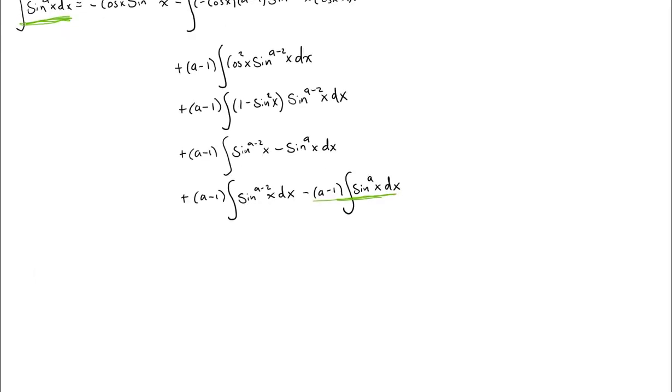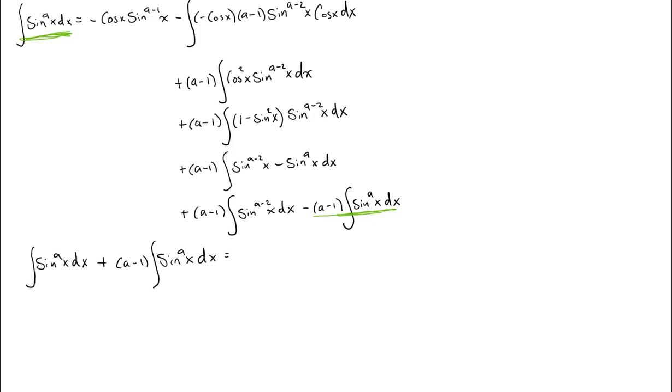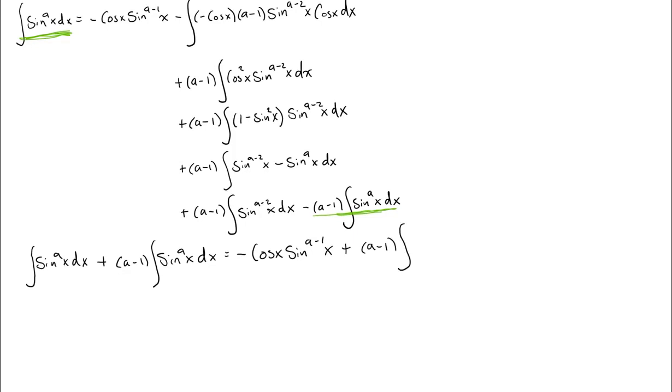So if we put those on the same side and then solve for them, then we'll be able to get our result. So we have the integral of sine to the power of a of x dx, and I'll add now a minus 1 times the integral of sine to the power of a of x dx, and then we can't forget our negative cosine of x, sine to the a minus 1 of x, and then now we're going to add our other integral, plus our reduced integral here, a minus 2 of x dx.